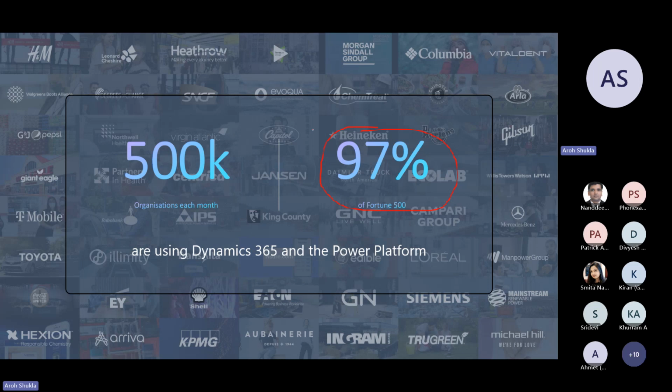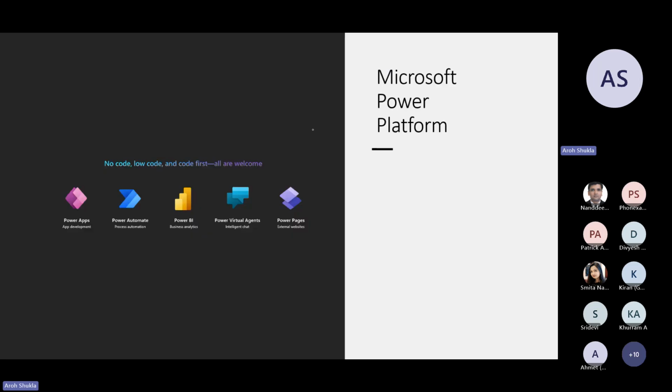Now, about Power Platform, I know everyone knows about it. Just to give you a brief of what Power Platform does: we have Power Apps to write a simple application, could be complex as well. We have Power Automate to automate workflows, could be RPA, could be cloud flows. Power BI mostly for business reports. Chatbots using Power Virtual Agents, and Power Pages for external websites.